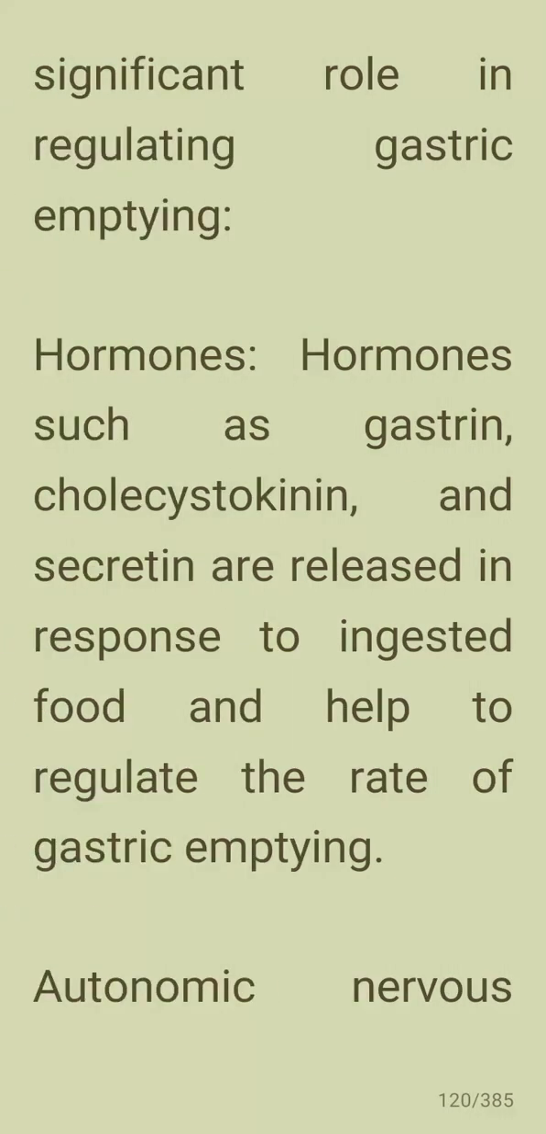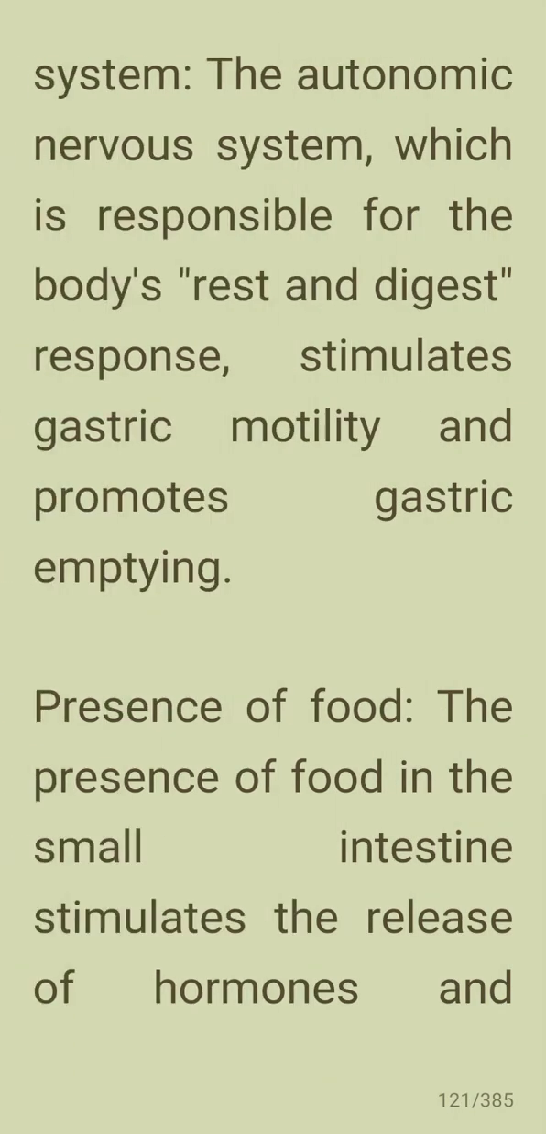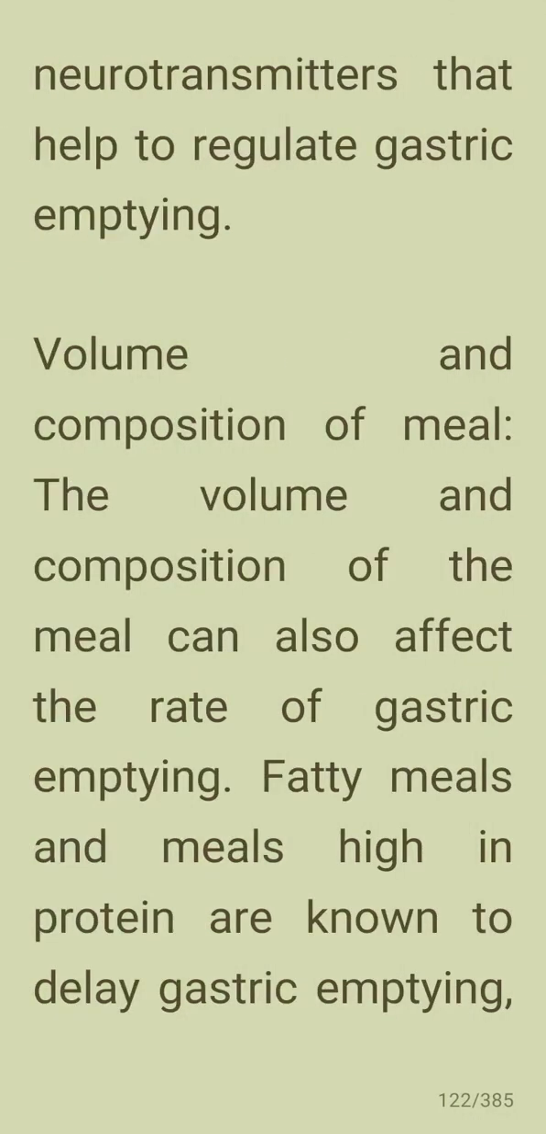The following factors play a significant role in regulating gastric emptying, like hormones. Hormones such as gastrin, cholecystokinin, and secretin are released in response to ingested food and help to regulate the rate of gastric emptying. Then autonomic nervous system. The autonomic nervous system, which is responsible for the body's rest and digestive response, stimulates gastric motility and promotes gastric emptying. Then presence of food. The presence of food in the small intestine stimulates the release of hormones and neurotransmitters that help to regulate gastric emptying.